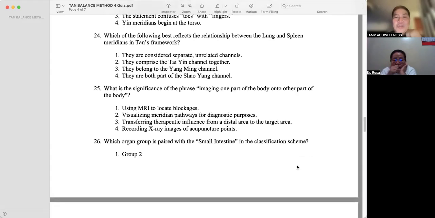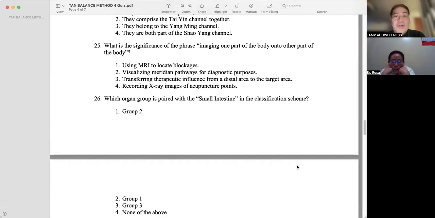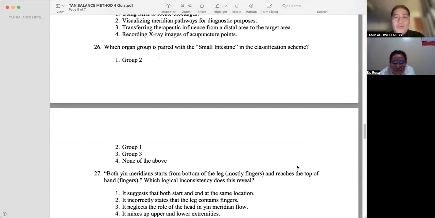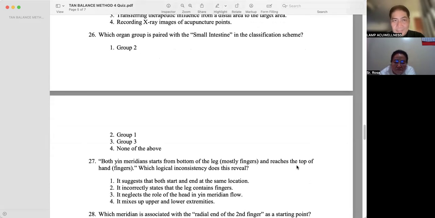Which of the following best reflects the relationship between the lung and spleen meridians in Tan's framework? They are the tie-in channel together. What is the significance of the phrase imaging one part of the body onto another part of the body? Imaging: transferring therapeutic influence from a distal area to the target area. Which organ group is paired with the small intestine?